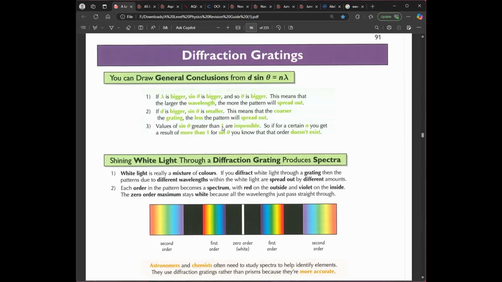Values of sine theta greater than 1 are impossible. Because it's sine theta, you can never have sine theta equal to something greater than 1. So if for a certain n you get a result of more than 1 for sine theta, you know that that order does not exist. So obviously there must be a limit to where it spreads, right? It can't have an infinite number of orders. After the light has passed through those gratings, it is not going to spread more, it is just going to go in that angle.